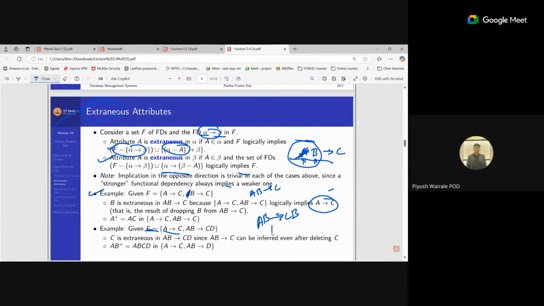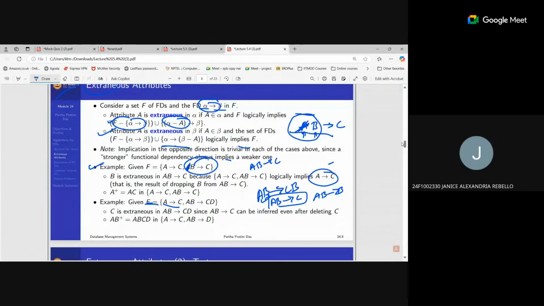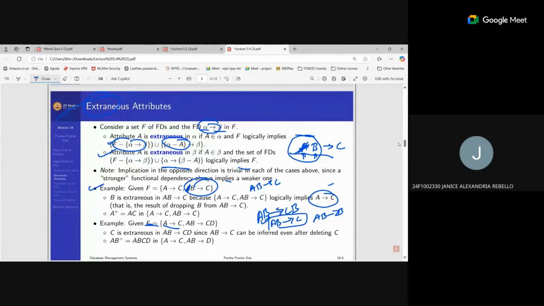But by the decomposition rule, I can write AB determines C and AB determines B, right? If I apply the decomposition rule, this is what we are getting here. Same thing, right? Okay. So, sir, for the left side, how do we check? We have to check for closure.